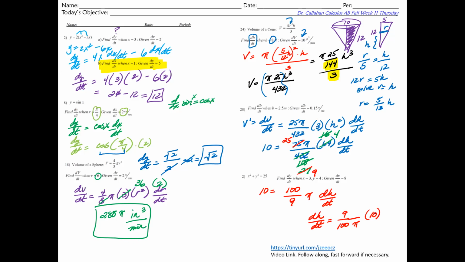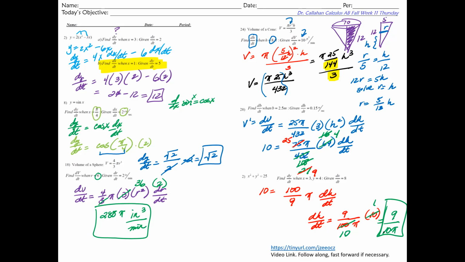So that's a 10. Then I have a 10 over 1. That's a 10. And then my answer is 9 over 10 pi. Hold on, let me erase that. That looks really bad. So 9 over 10 pi. Okay, and that's your dh over dt.